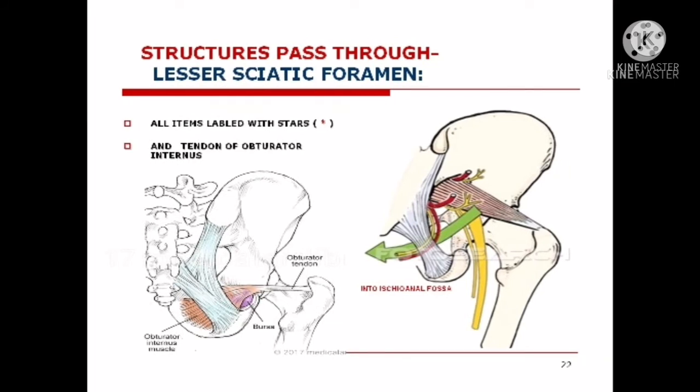Structures passing through the lesser sciatic foramen: all the structures labeled with stars and the tendon of obturator internus muscle pass through the lesser sciatic foramen and go back to the pelvic region. The structures that pass through the greater sciatic foramen go to the back of the thigh. This is the passageway in the gluteal region from the trunk to the lower limb, also called the tunnel through which the structures pass to the lower limb from the gluteal region.